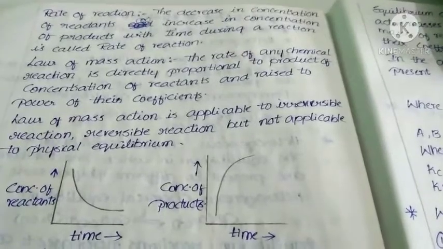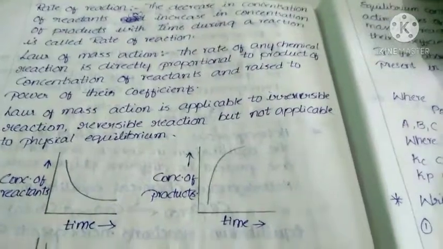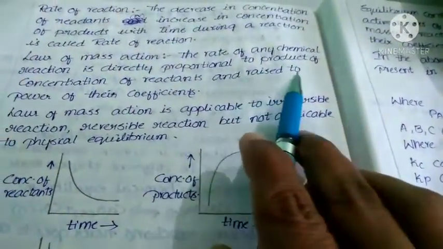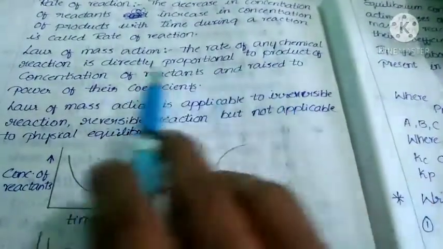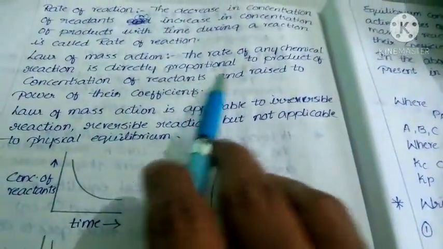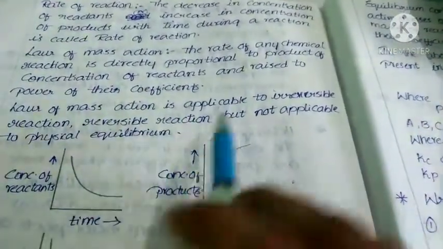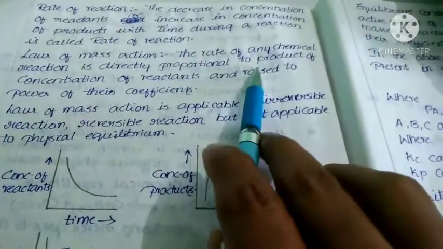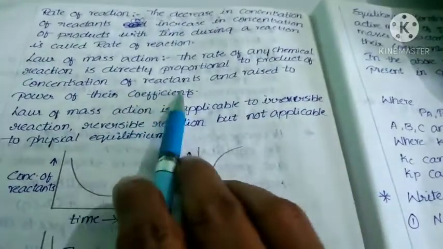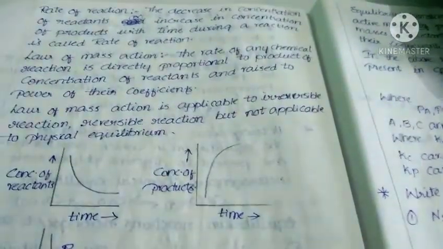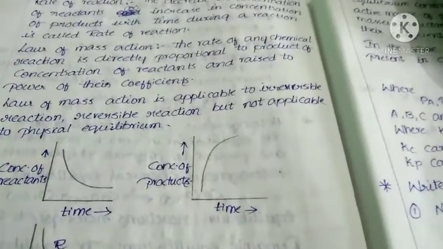Next, one more definition is there, that is the law of mass action. Law of mass action: the rate of any chemical reaction is directly proportional to the product of concentration of reactants raised to the power of their coefficients. What is the definition? The rate of any chemical reaction is directly proportional to the product of concentration of reactants raised to the power of their coefficients. That is called law of mass action.